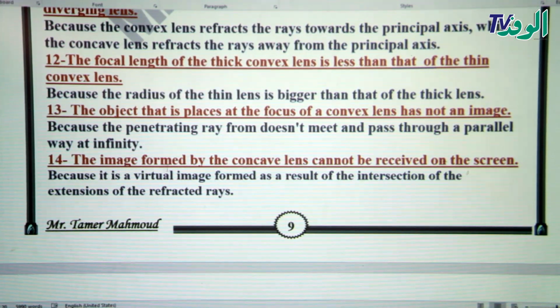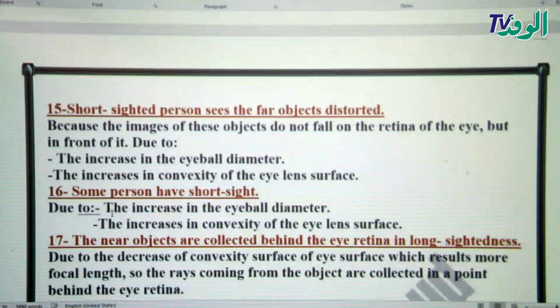Number 14, the image formed by a concave lens cannot be received on a screen. Why? Because it is virtual, formed as a result of the intersection of the extensions of the refracted light rays.